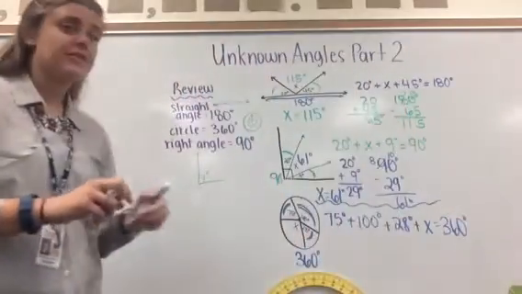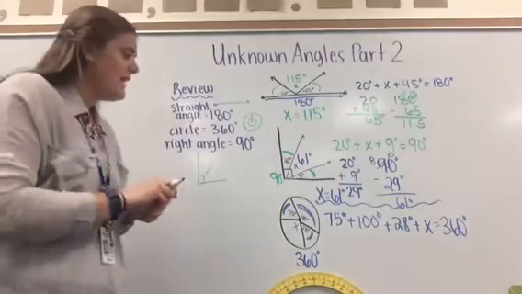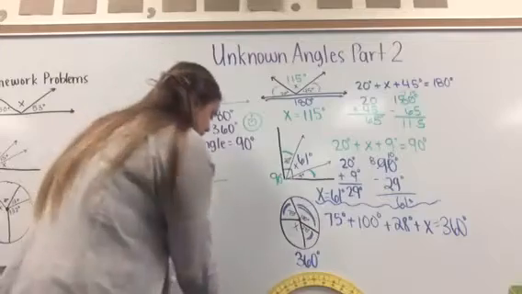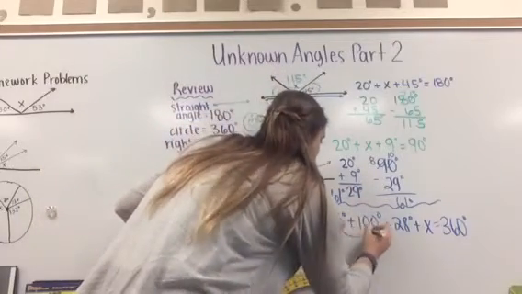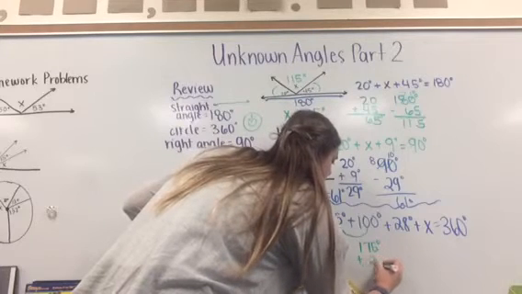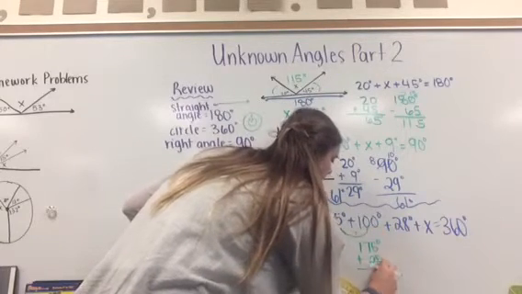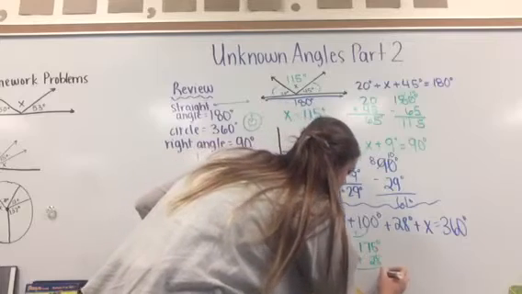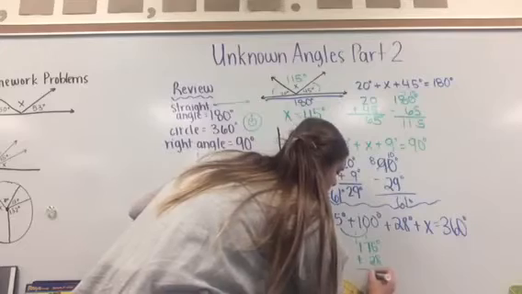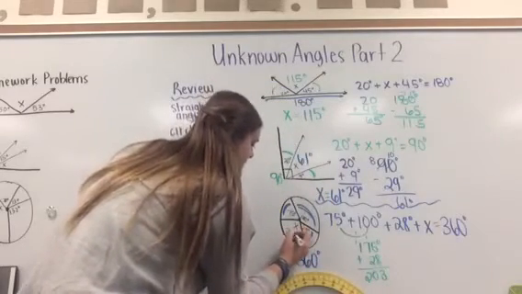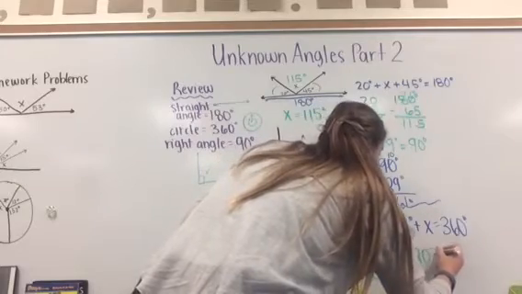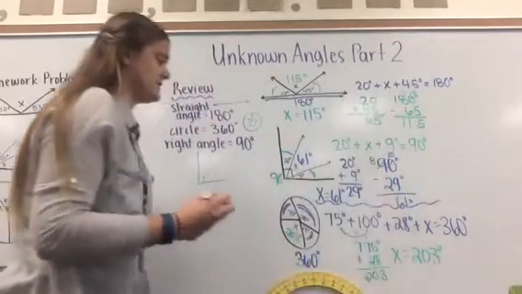Now I'm going to add up the 3 known angles, and then I'm going to subtract it from 360. So if we do 100 plus 75, that's 175 degrees, plus 28, 203. So this angle here is 203 degrees, so x equals 203 degrees.